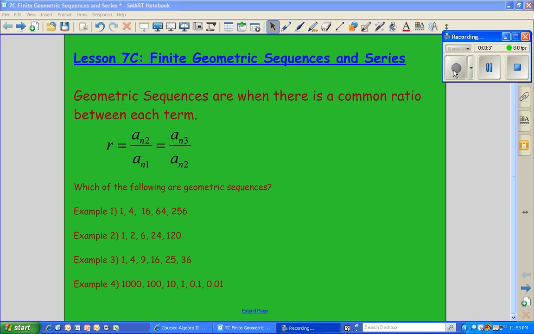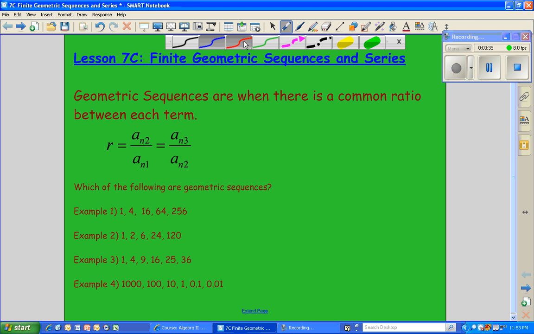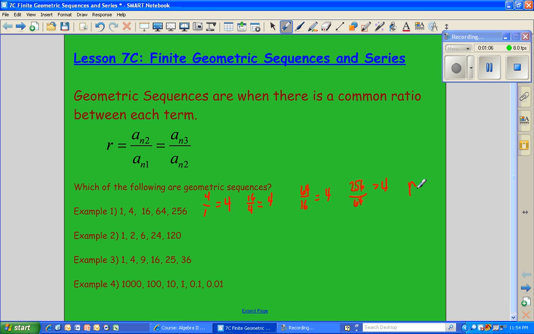So if you look at these first four examples that I have here, what you want to do in order to determine that it's a geometric sequence and not an arithmetic or some other sequence is just simply divide. So if we look at 4 over 1, which is 4, that should give us the same thing as 16 over 4, which is 4, or 64 over 16, which is 4, or 256 over 64, which is 4. So these guys all have a common ratio of 4. Therefore, we would say, yep, it's a geometric sequence.